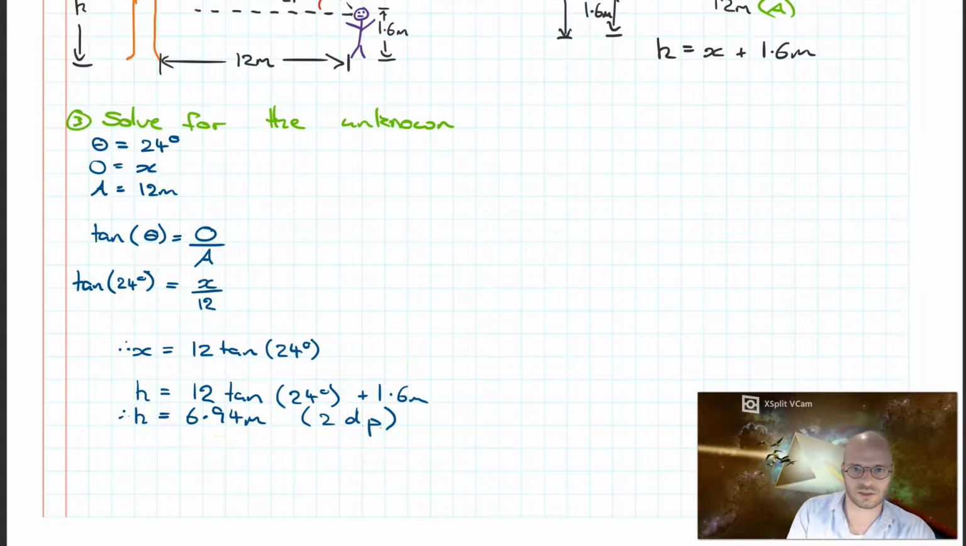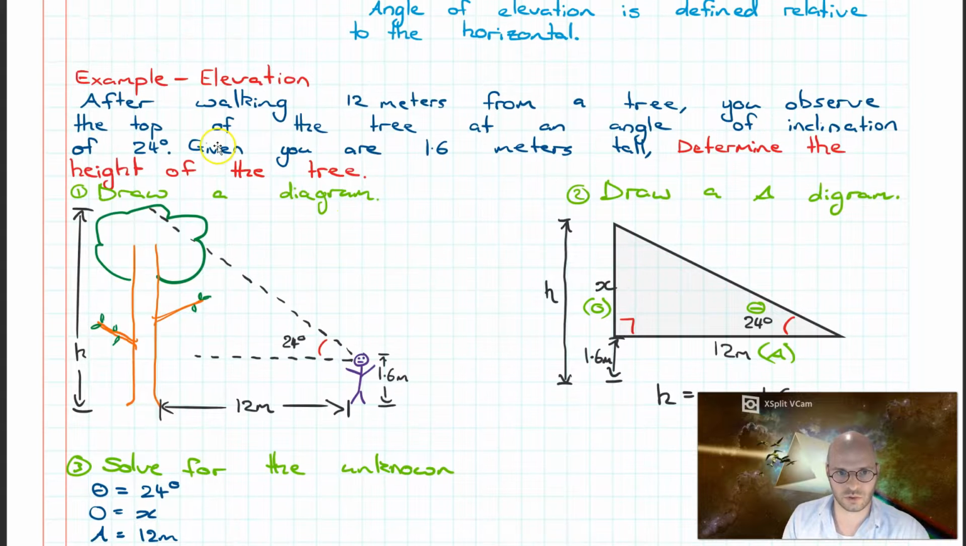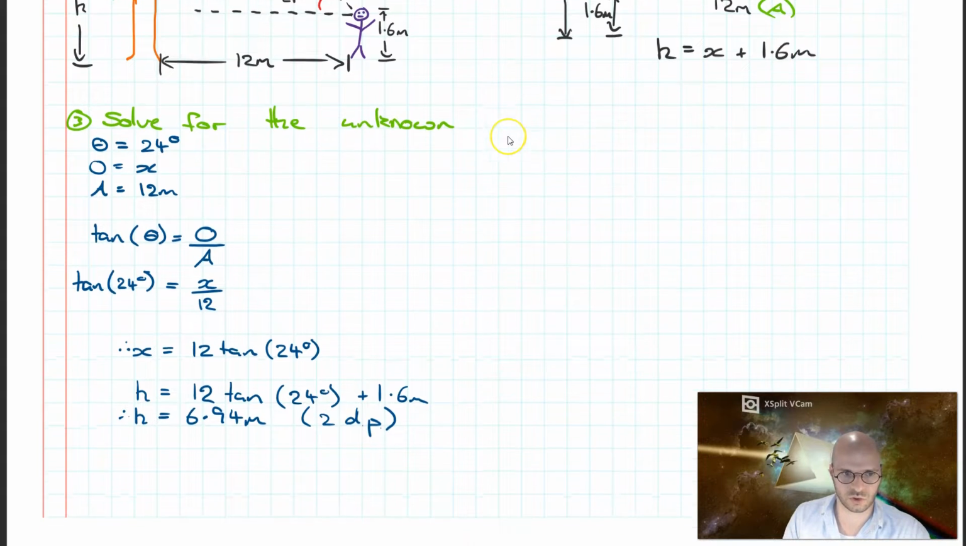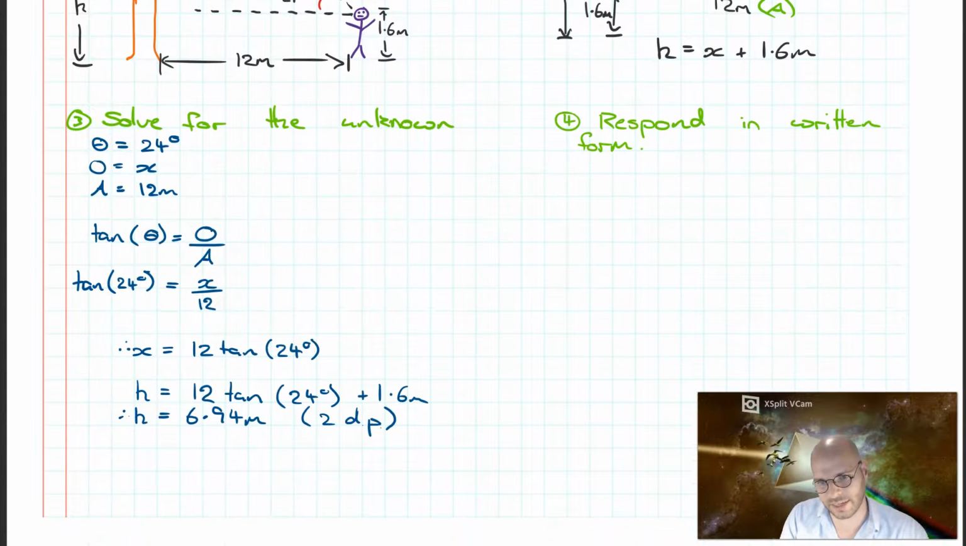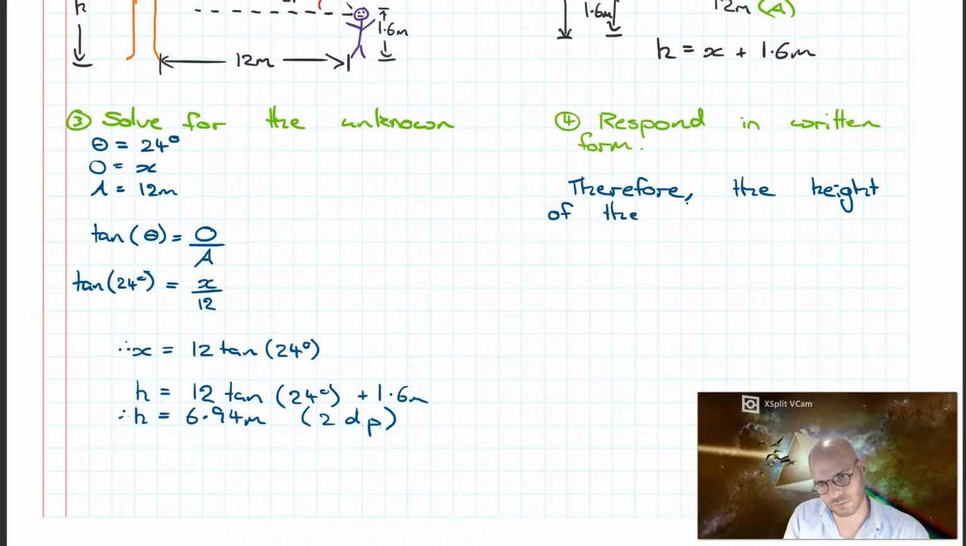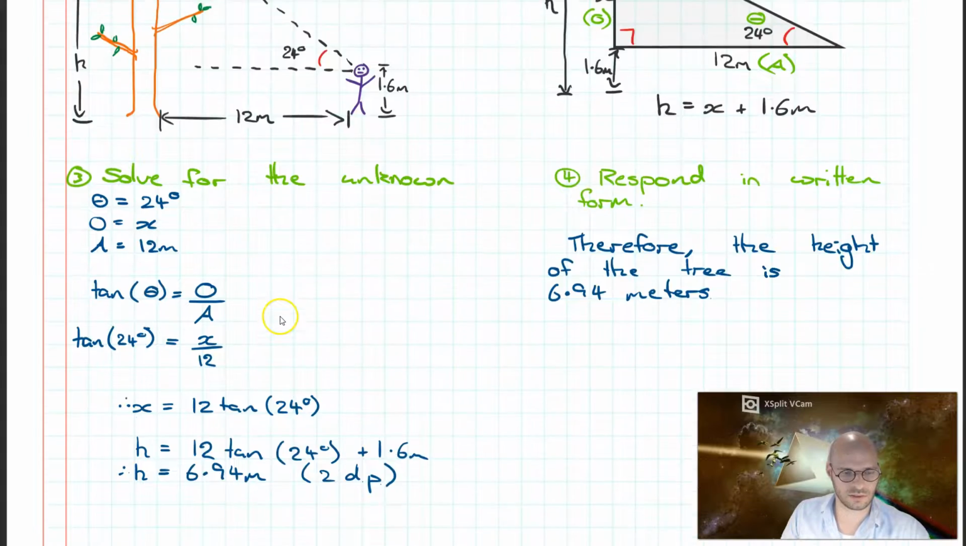Now, finishing the question off, if the question is posed to us in English, then the only appropriate way to finish it off is to write the answer back in English as well. So we can say, therefore the height of the tree is 6.94 meters.